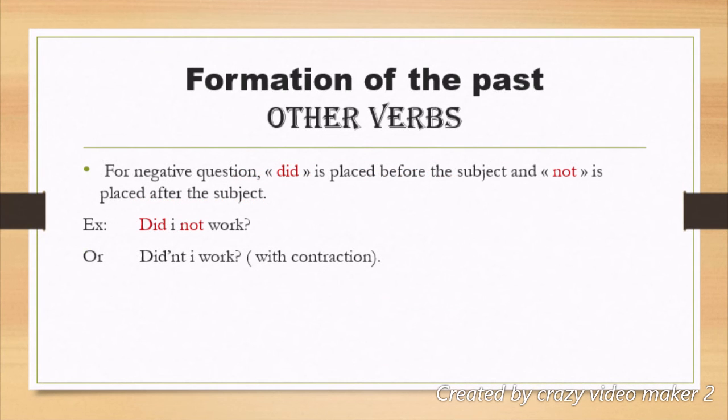For negative questions now, did is placed before the subject, and not is placed after the subject. This is for negative questions. For example, did I not work? Did plus the subject plus not plus work. Concerning the contracted form, didn't I work?